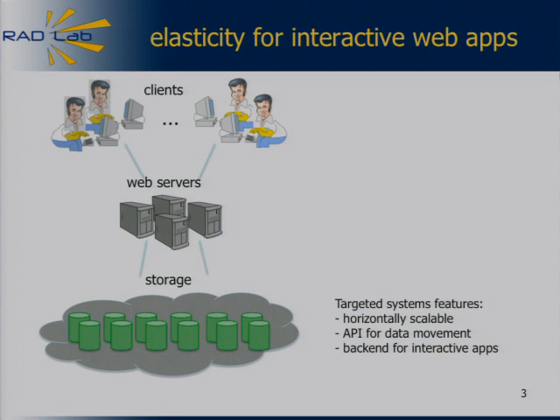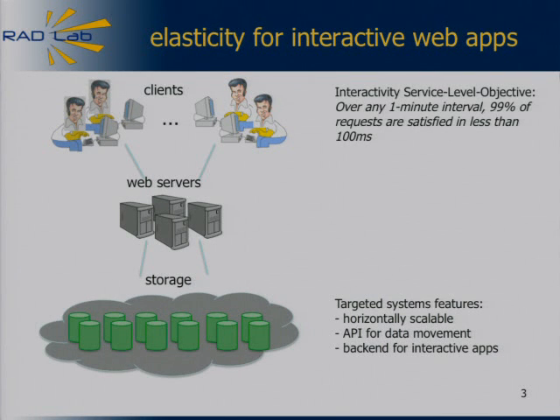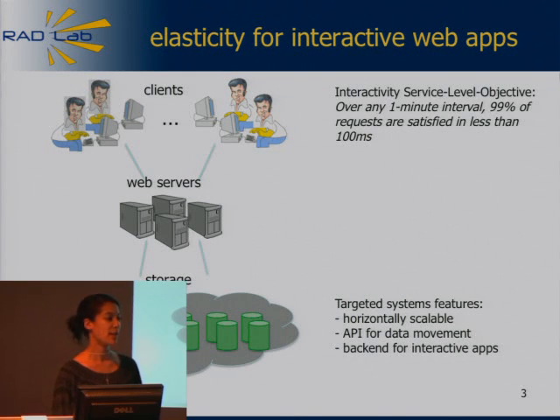If the internet application is using a scalable storage system, meaning horizontally scalable, able to go across multiple machines, and with an API for data movement between servers, then we can leverage the cloud to do this dynamic resource allocation. What's challenging about scaling in this context is that because we're an interactive web application, we want every user's experience to be really good. So we specify service level objectives in the upper percentiles of response time. For instance, one example SLO might be that over a 1-minute interval, 99% of your requests are satisfied in less than 100 milliseconds.